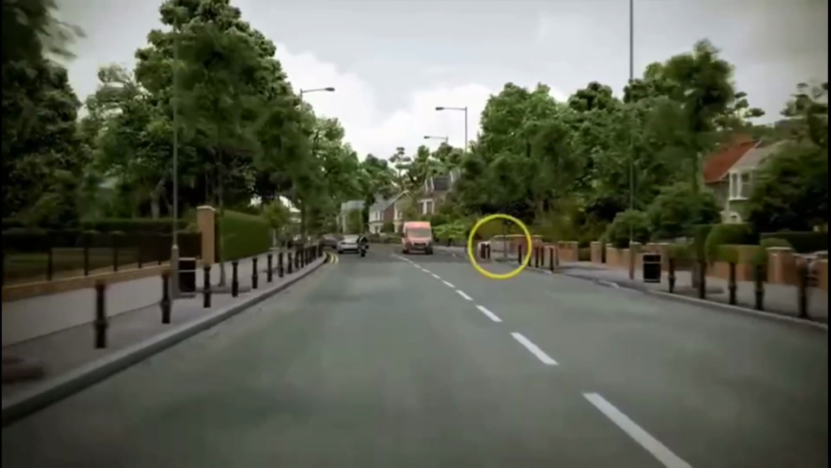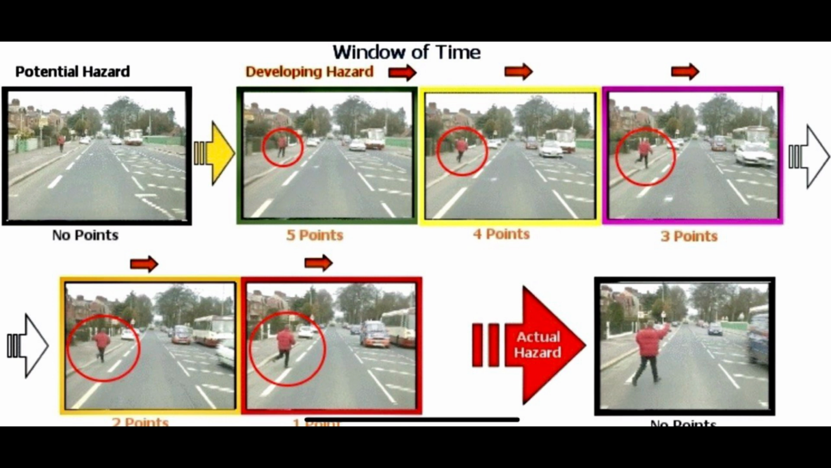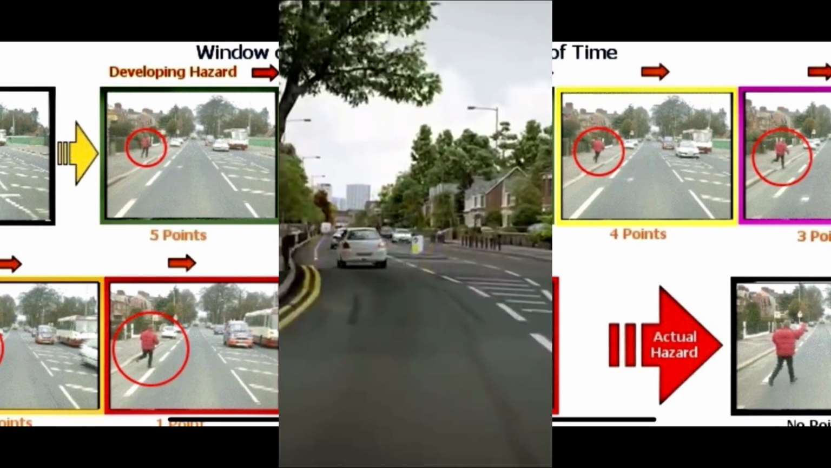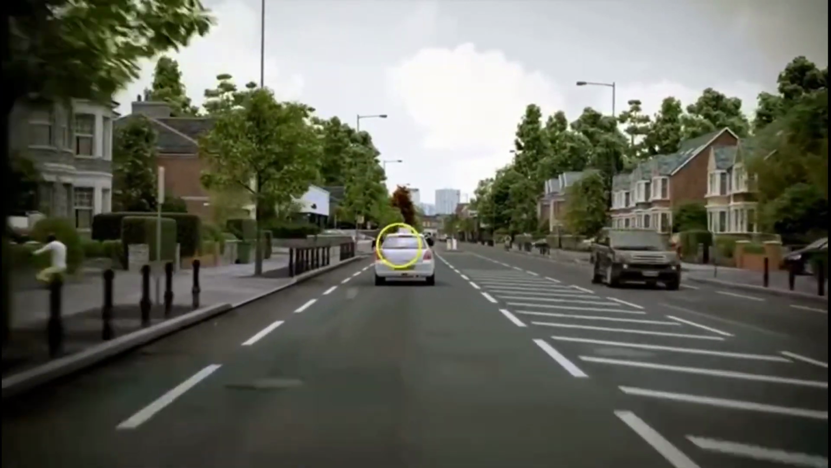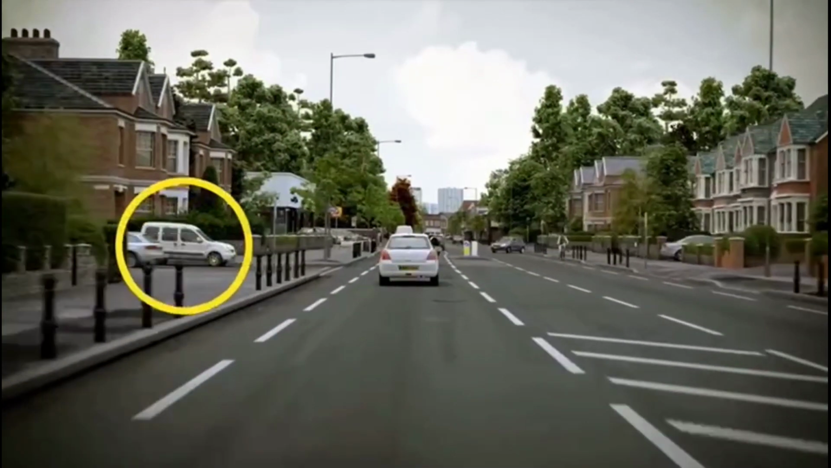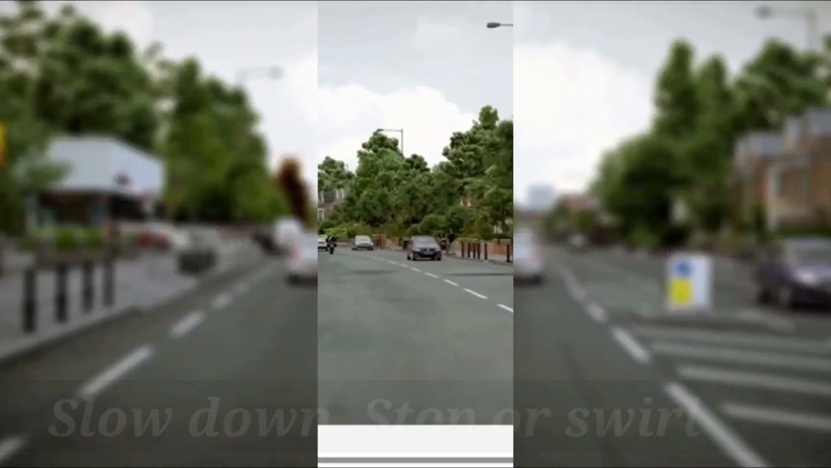Although each clip contains several potential hazards, only the one that materializes into a real hazard and involves other road users is marked. This is known as a developing hazard. Therefore, you will only receive a score if you spot a hazard before it fully materializes and is brought about by the action of another road user. You will know if the hazard materializes because the driver will have to take evasive action. Example, slow down, stop, or swerve out of the way.